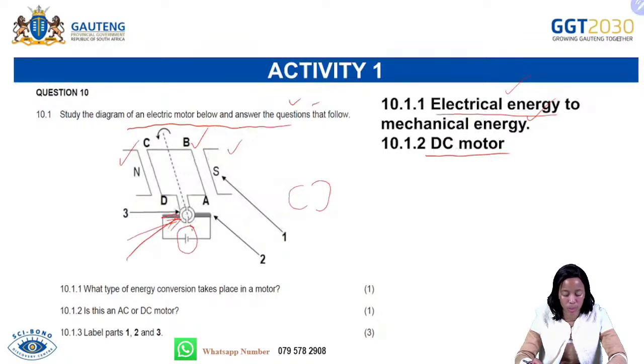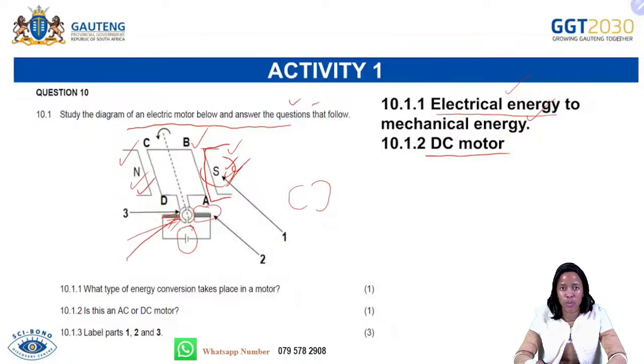Then it says that we need to label the parts 1, 2, and 3. So we can see that 1, where is 1 pointing? So 1 is pointing there by the south. So with that south, we know that that is the magnet, because we can see that we have the magnet which has the north pole as well as the south pole. So that would be our magnet. And then number 2 would be representing the carbon brushes there.